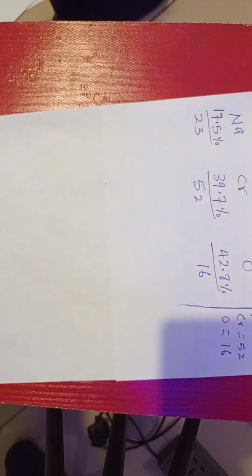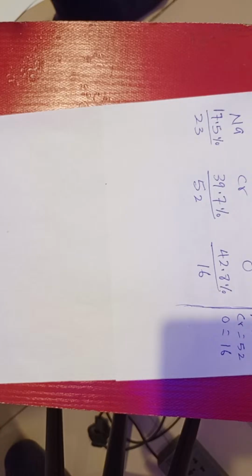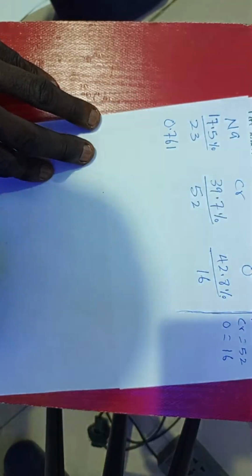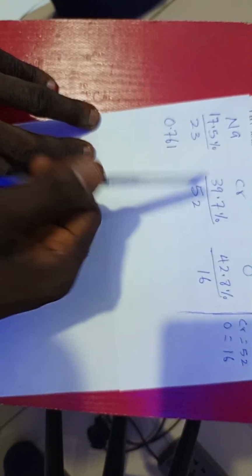0.76. Okay, Precious, 0.760. Precious, you are doing very well. So we have 0.760. Okay, I think you can still approximate that. 0.761 is still great. I like that. So we have 0.761 moles of sodium.